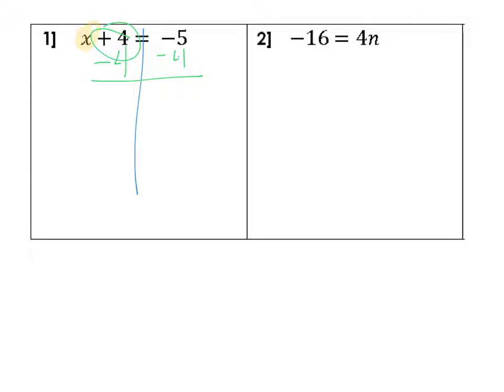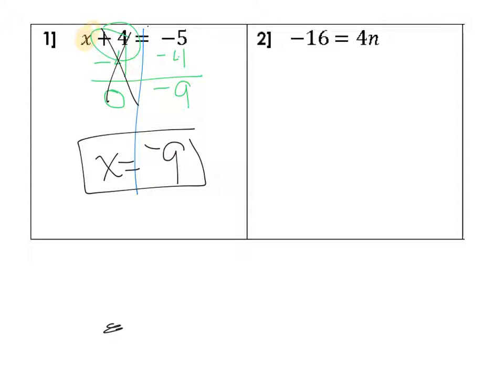So 4 minus 4 makes 0, and minus 5 and minus 4, both of these numbers are negative, so it's like ninjas and ninjas, they're teaming up to make -9. Okay, so now the x is all by itself. So I have x equals -9.